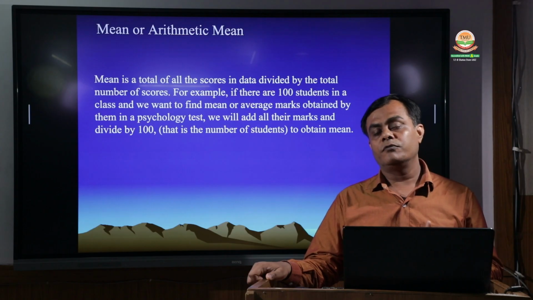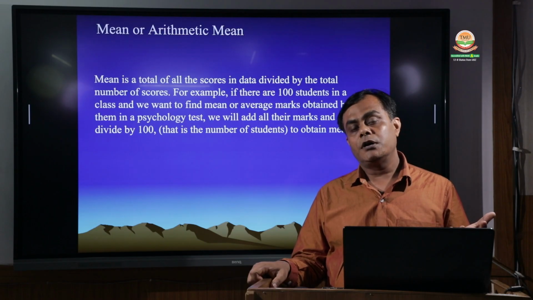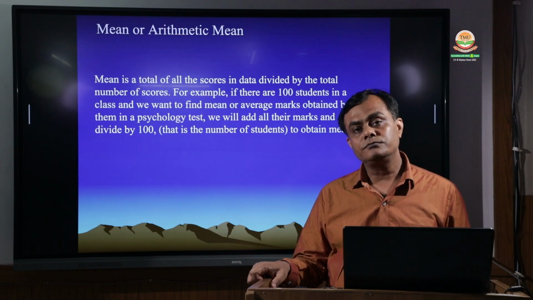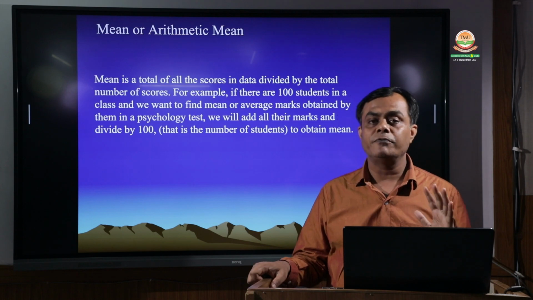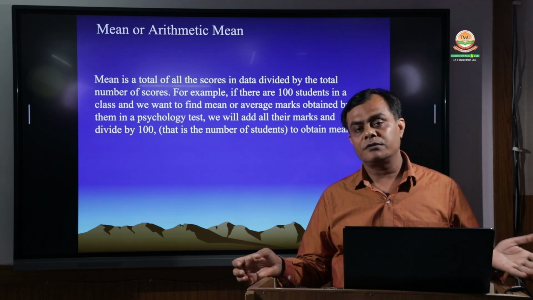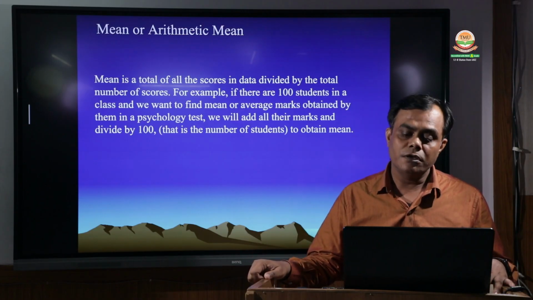So suppose the total is 4000 and we have 50 students, then we divide 4000 by 50. Whatever value we calculate is called the mean value.